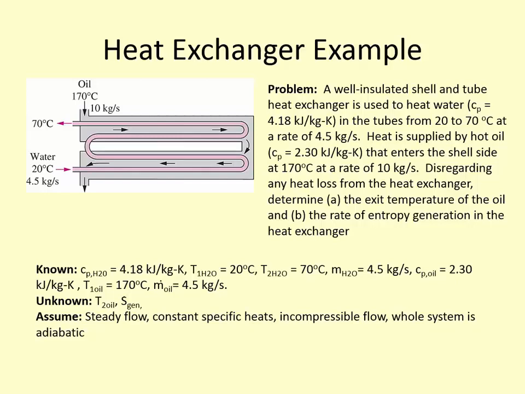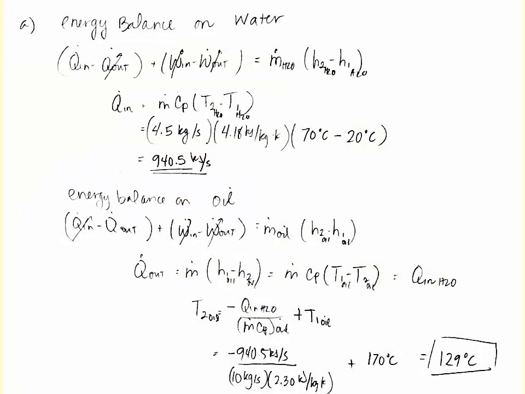Because we have all the information for the water, which means we can solve for Q. So on the water itself, Q dot in minus Q dot out, plus W dot in minus W dot out, is equal to m dot times H2 minus H1. H1 is the inlet, H2 is the outlet. Do we have heat being added to our water or removed from our water? Okay, it's being added to the water, so there's a Q in, there is no Q out. Is there any work interaction? No, so we just have Q dot in is equal to m dot times H2 minus H1.